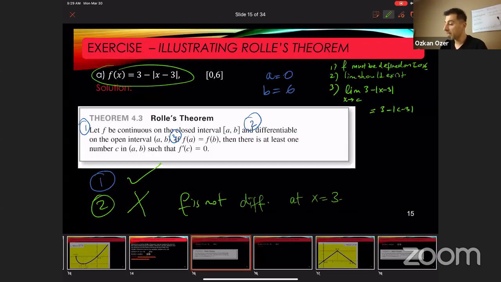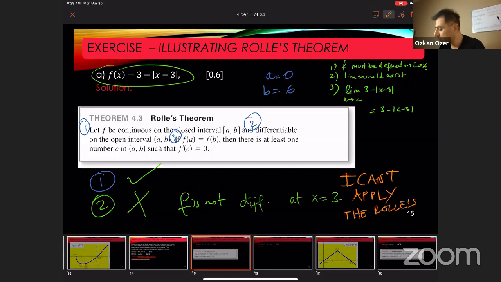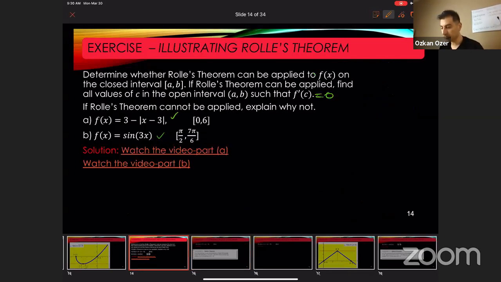So here the conclusion is that I can't apply Rolle's theorem, at least for this function. So the conclusion may not hold true. In other words, I don't know if there's a c for which f prime of c equals 0 based on the conclusion of this theorem. Since I can't apply the theorem, I don't know if there's a horizontal tangent line. So this is the conclusion for part A, that Rolle's theorem is not applicable for this function. Okay, so cross mark, I can't apply Rolle's theorem.